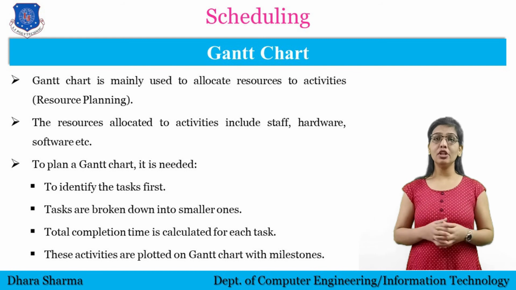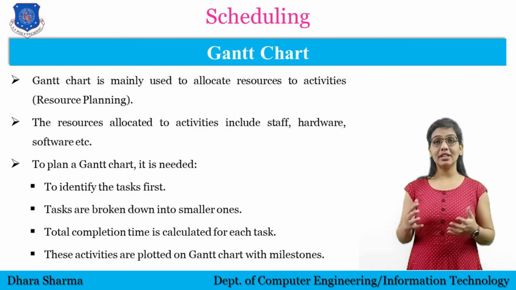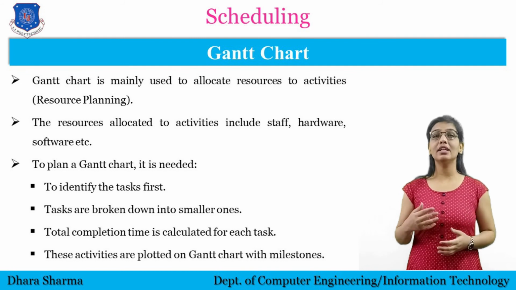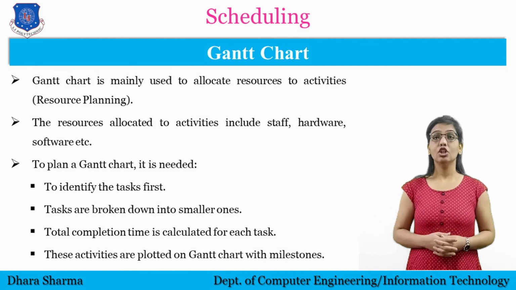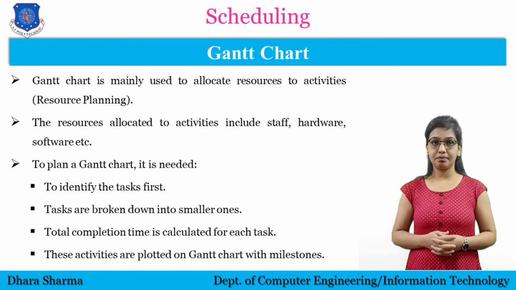So the whole scheduling process consists of identifying and dividing tasks, scheduling tasks in some sequence along with completion time, finding out critical processes, and at the end allocating resources to each task. To complete these steps, different scheduling methods are used that we have seen in this video.